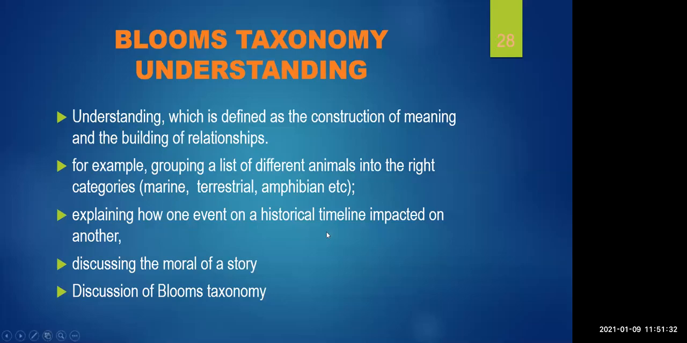Explaining how one event on a historical timeline impacts the other. Discussing the moral of a story. So in school days, we attended comprehension subjects, right? They give some paragraph and students will be asked some different questions from that paragraph. Some basic questions will be there. What is the moral of the story? So these are nothing but checking what understanding level the students have. That is what comprehension type of questions we ask in the school days.